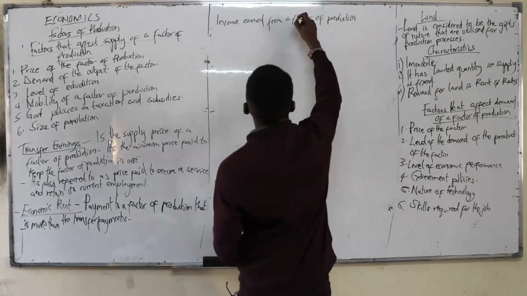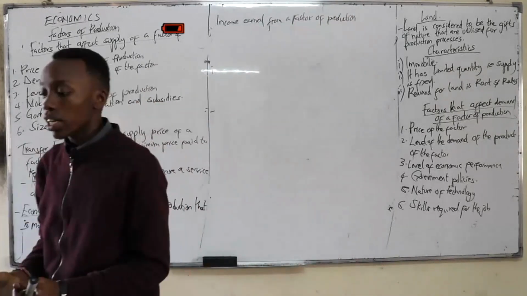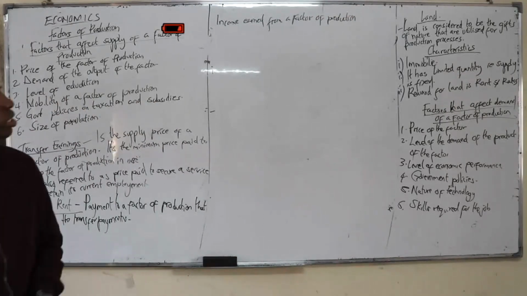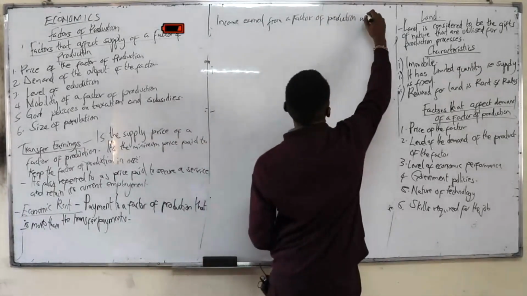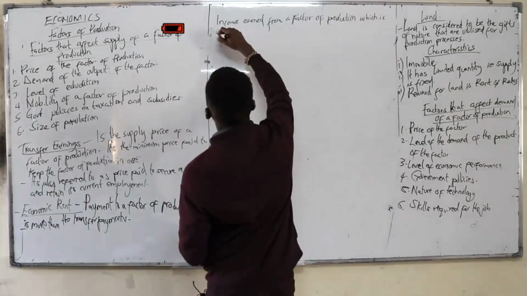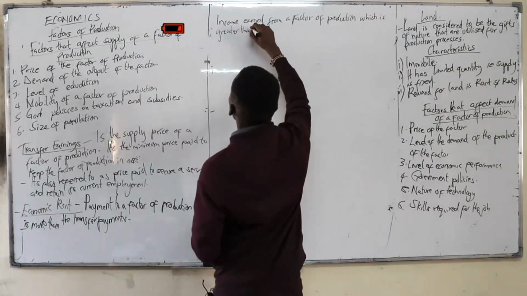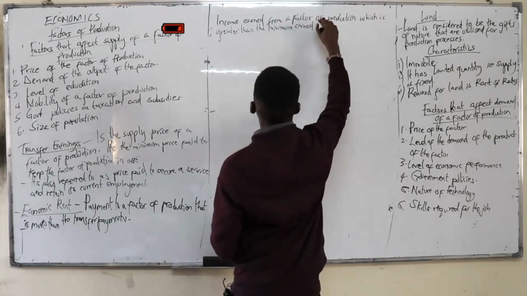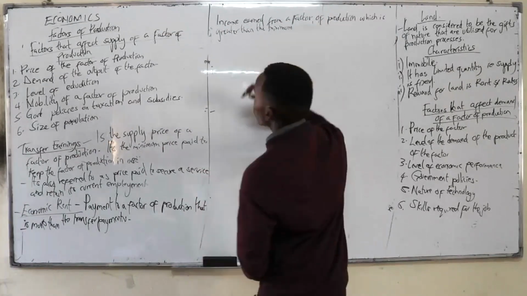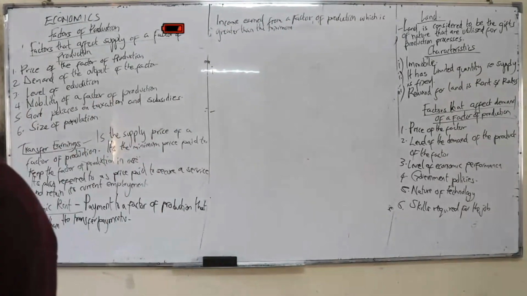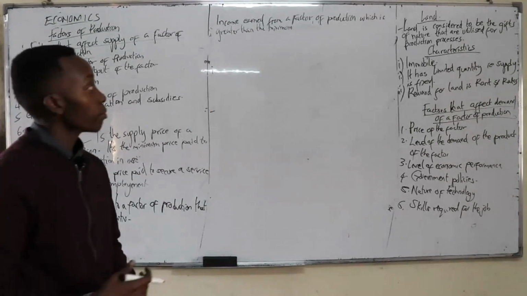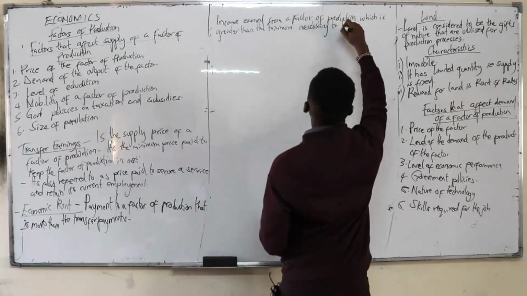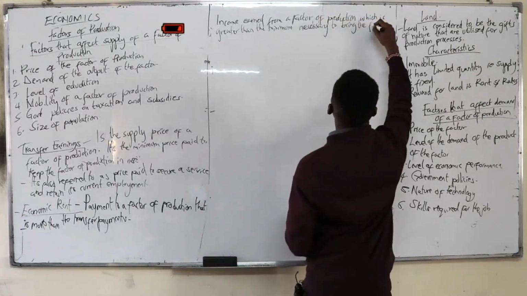And this factor of production has to earn an amount greater than the minimum, or greater than the minimum used to bring this factor into production, than the minimum necessary to bring the factor into operation.